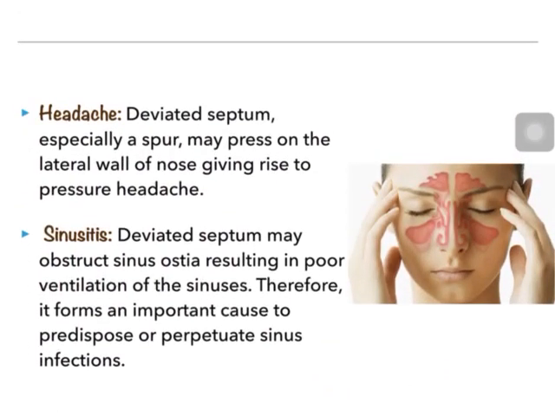Headache. Deviated septum, especially a spur, may press on the lateral wall of nose, giving rise to pressure headache. Sinusitis. Deviated septum may obstruct sinus ostia, resulting in poor ventilation of the sinuses. Therefore, it forms an important cause to predispose or perpetuate sinus infections.